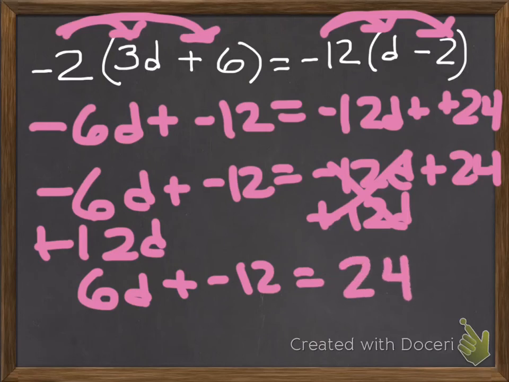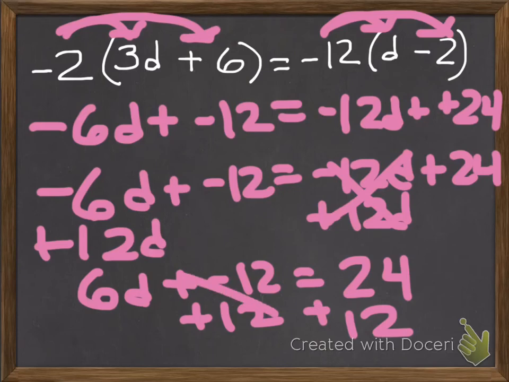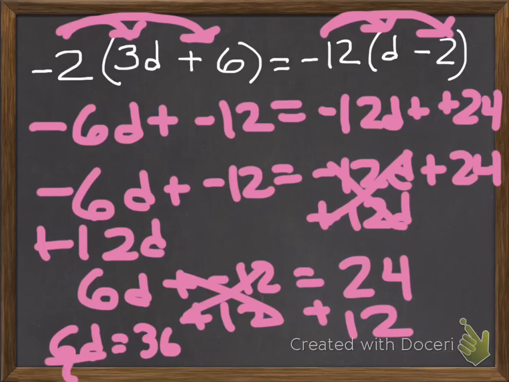I'm rewriting every time I get to a new step, I rewrite it. And then I have 6d plus negative 12, so I'm going to add 12 to make that 0 and 6d equals 36. So my last step would be divide by 6. I'm running out of room here.